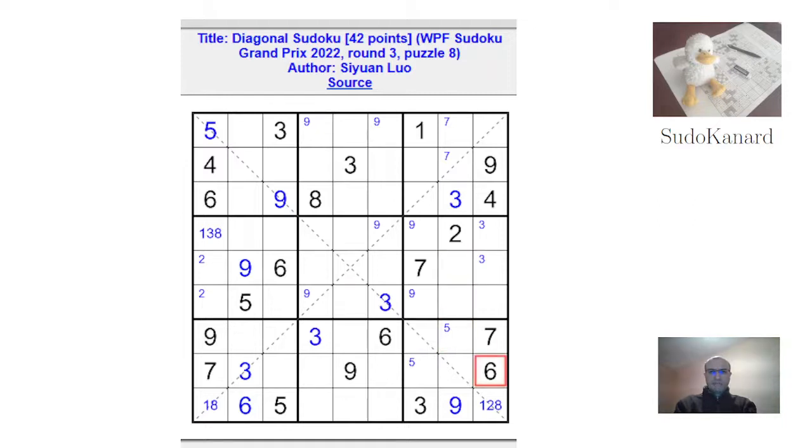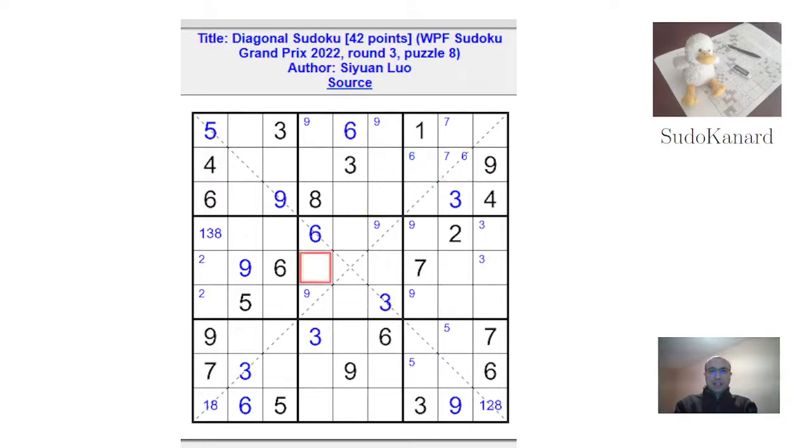6 here, so there's no 6 on this part of the diagonal. 6 is not here either. It's not here, so it has to be here on the diagonal. And this 6, and this 1, 6, place a 6 here. And horizontally, we get a 6 somewhere in one of those two cells.